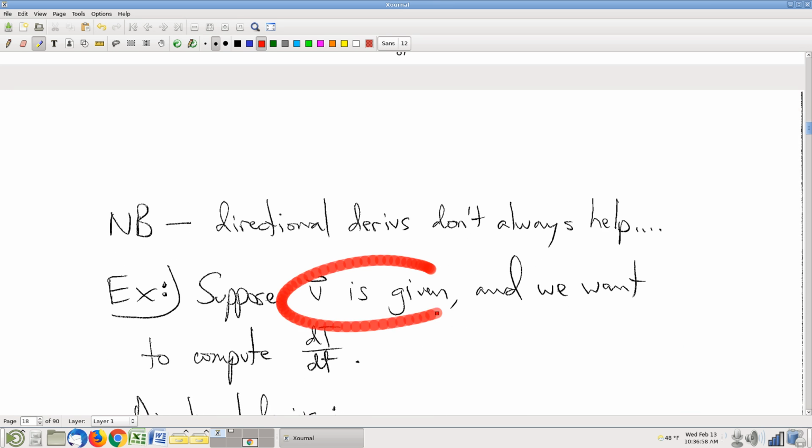So I like this example here a lot. Suppose you have some velocity vector given and you want to compute the derivative with respect to time. This is nothing weird at all. This is very real world. Sometimes you're moving with a velocity. Sometimes you care about your own personal experience of how temperature is changing with respect to time for you. This is all very reasonable. Let me show you two different ways to answer this question.